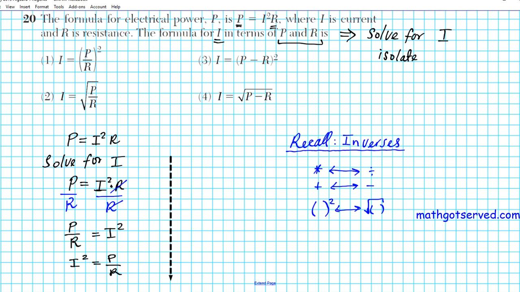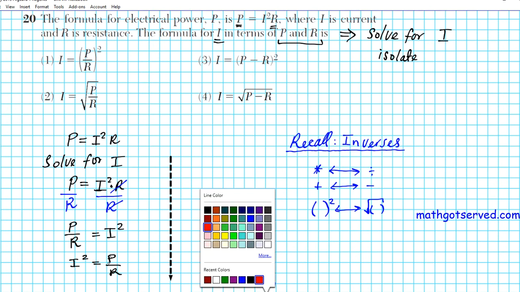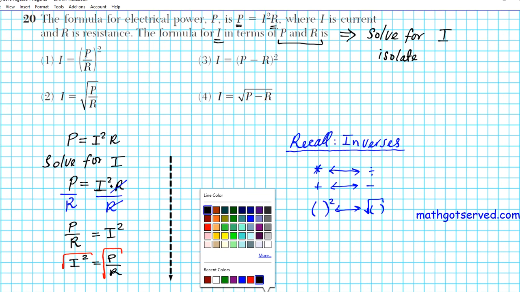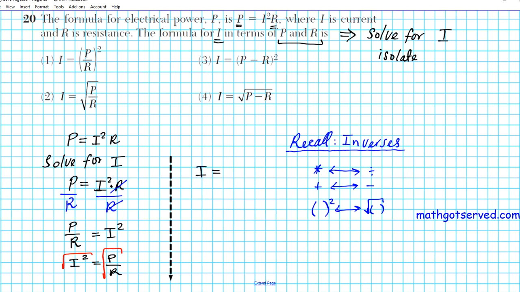What is the opposite of square? The opposite of square is square root. So to undo this square, we're going to take the square root of both sides of the equation, and that is going to yield I equals the square root of P over R. The square and the square root cancel each other out since they're inverses. That's what inverses do. So expressing I in terms of P and R is I equals the square root of P over R. The answer to question number 20 is option number 2.